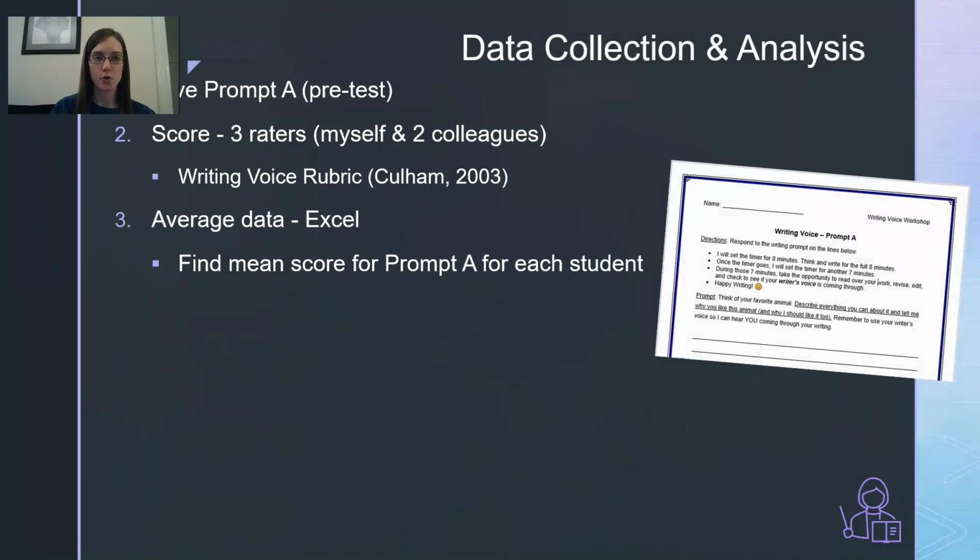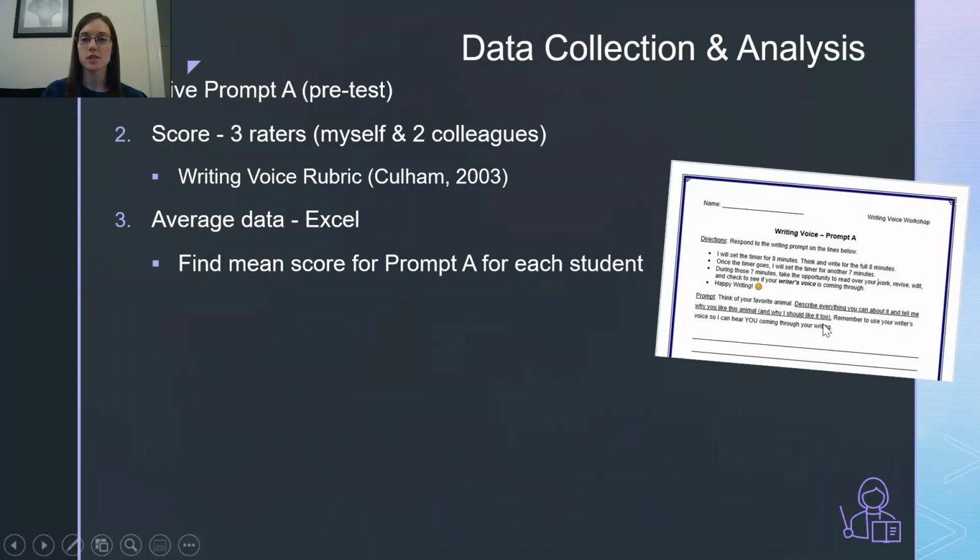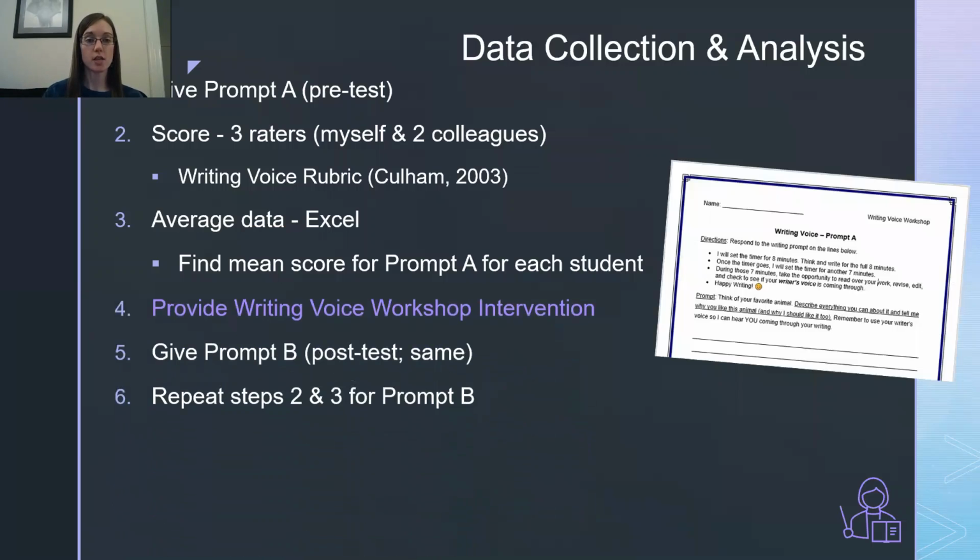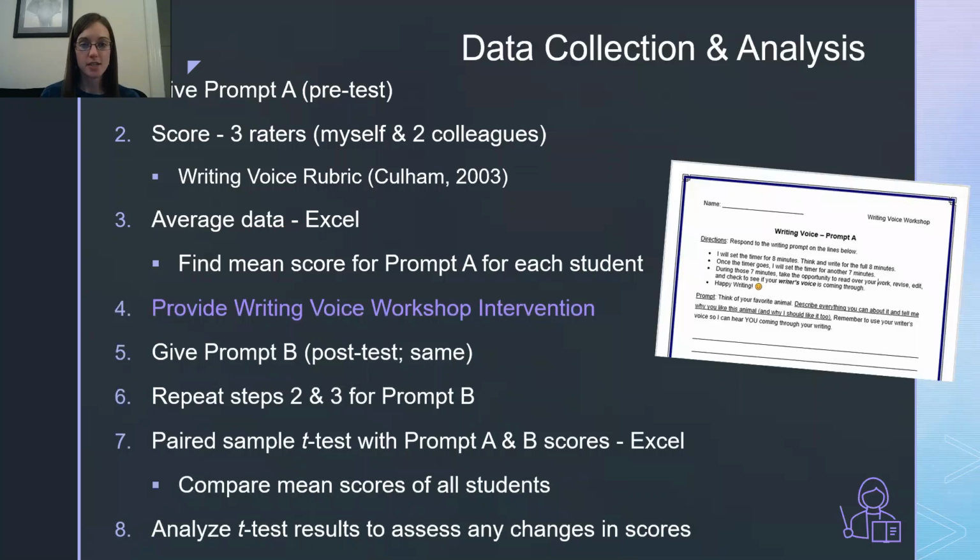For my data collection, I started with giving the prompt A, which you can see on the side there, the question that I used, and then myself and 2 colleagues scored each student using the writing voice rubric. Then I averaged those 3 scores to give students their prompt A score. Then we did the intervention, and then I gave prompt B, which is basically the same as the pretest. So prompt B was the post-test, and then we scored and averaged again. Then I did a paired sample t-test looking at prompts A and B to compare the scores, and then analyze those results to assess any changes in scores, and we'll discuss the analysis soon.